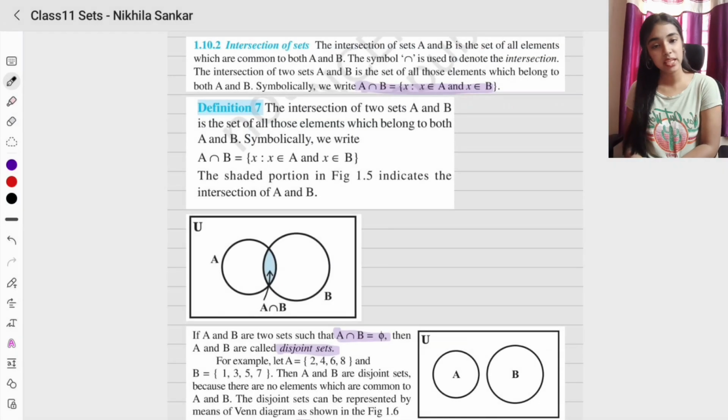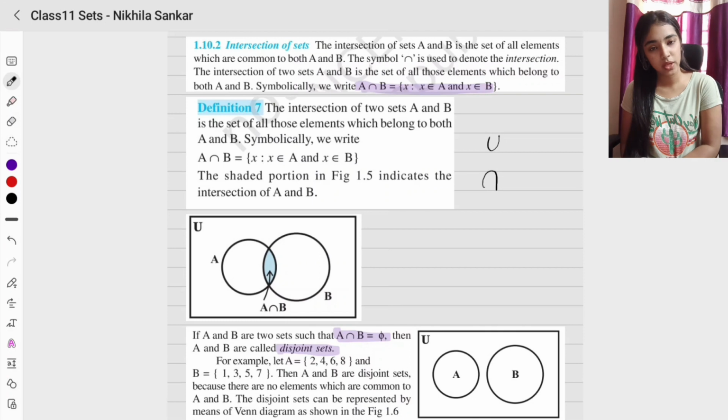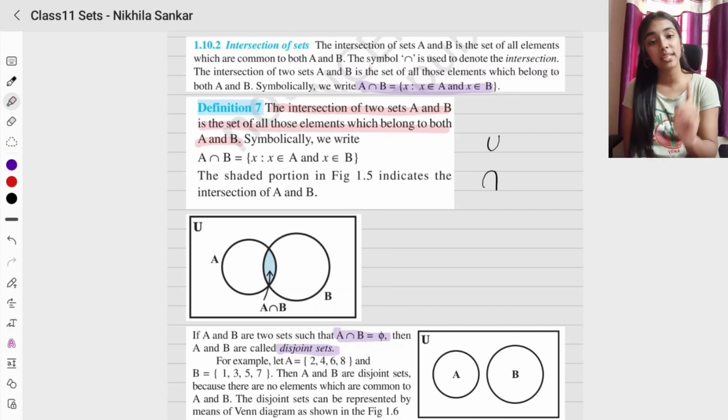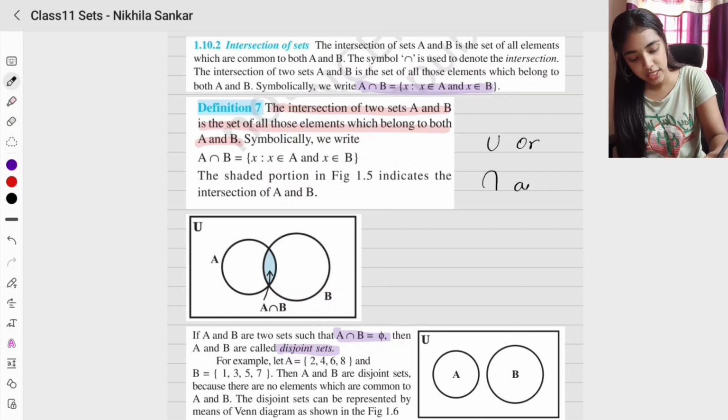Next we are going to deal with intersection. Union's symbol is going to be like this. Intersection's symbol is going to be like this. What is the definition of intersection? Intersection of two sets A and B is a set of all those elements which belong to both A and B.